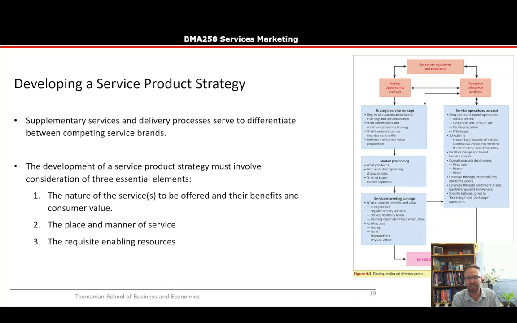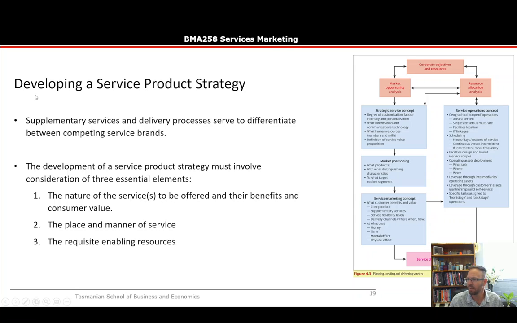Remember, we talked about segmentation, targeting, positioning, and was it last week or the week before we talked about positioning service products in the market? The idea is to get in the minds of our customers what makes us different compared to our competitors. And once we know what our positioning is, then our product strategy will be the 7 Ps: product, price, place, promotion, process, physical evidence, and those types of things.